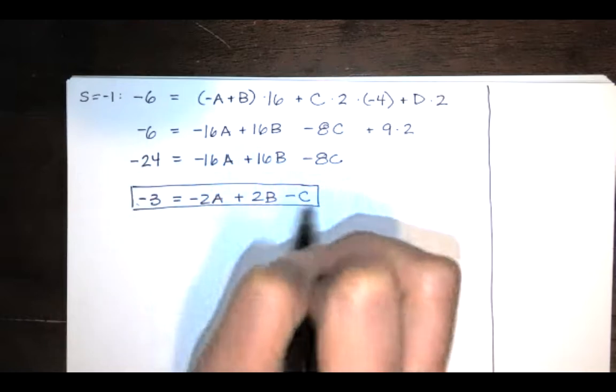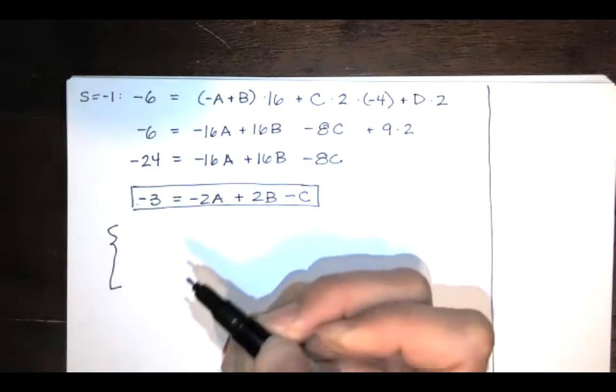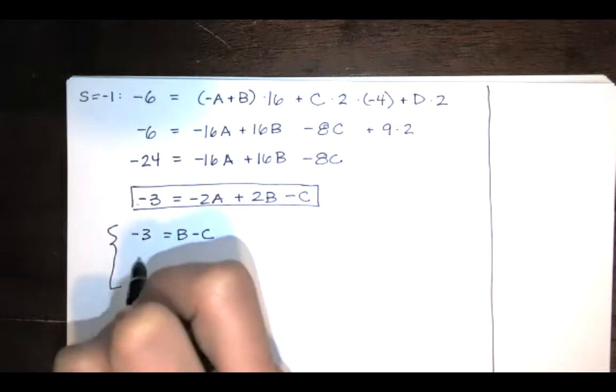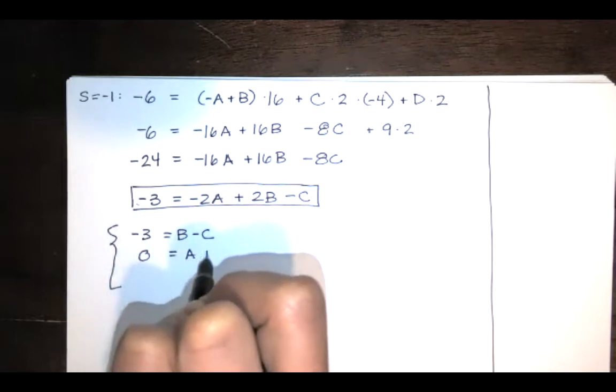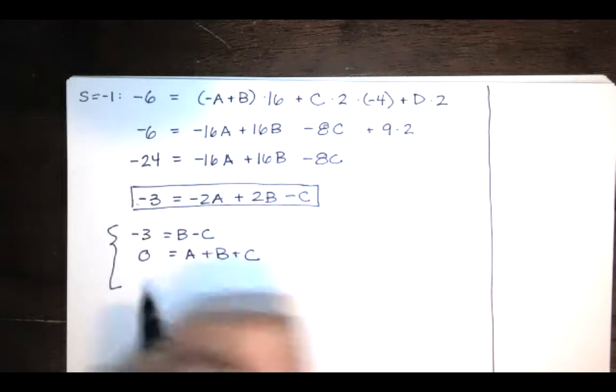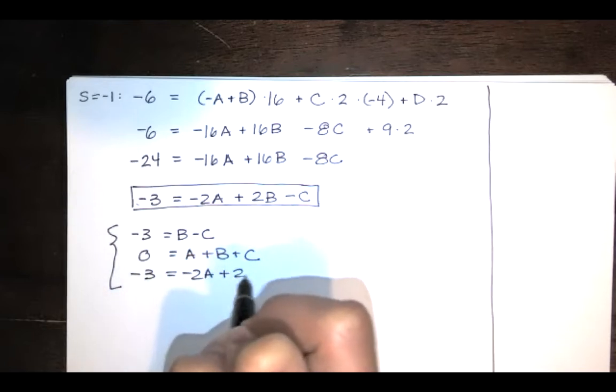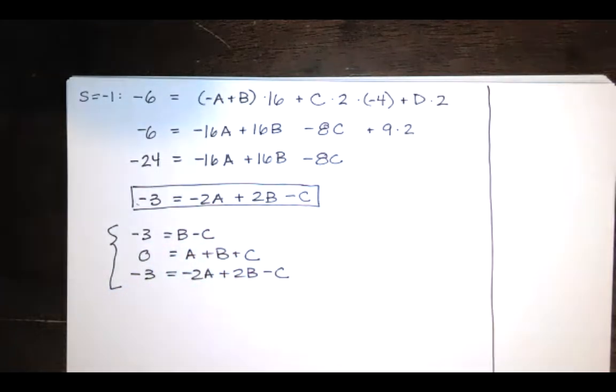So we have 3 equations and 3 unknowns for a, b, and c. The first one was negative 3 equals b minus c. The second one was 0 equals a plus b plus c. And the third one is negative 3 equals negative 2a plus 2b minus c.